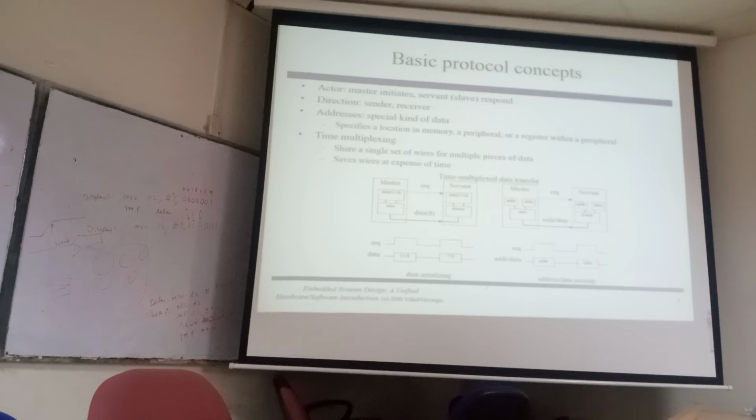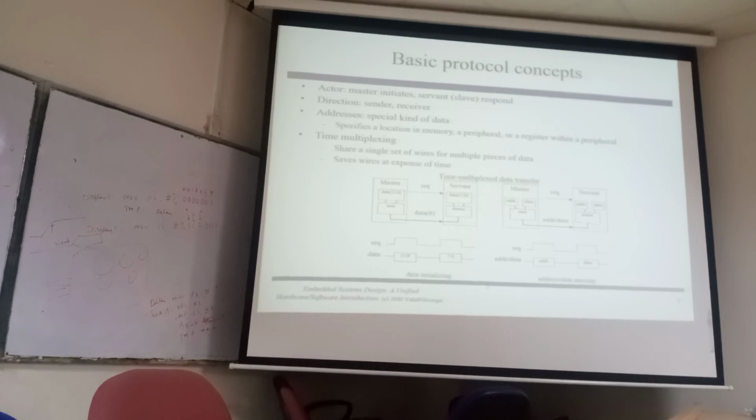Okay, so address is a special kind of data. It specifies a location in memory, a peripheral, or a register within a peripheral. If you look at the memory, there is a logical map. You need an address and you need the data. The address is provided on the address lines and the data is provided on the data lines.